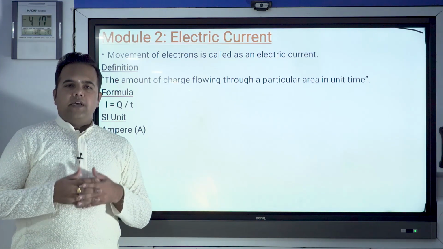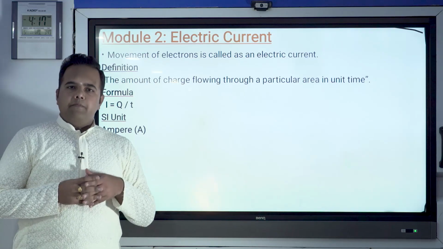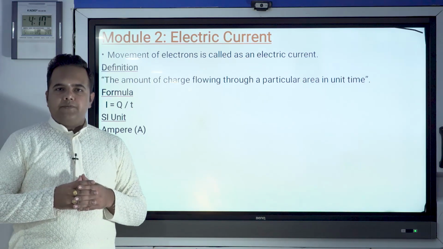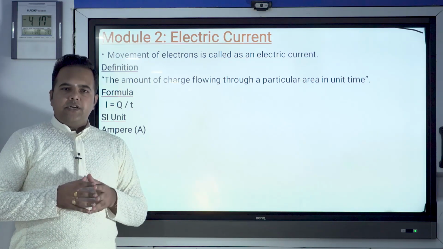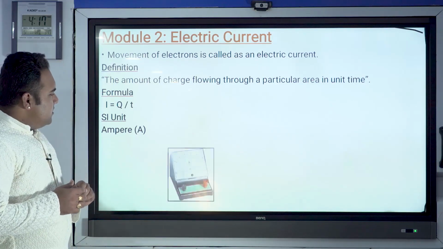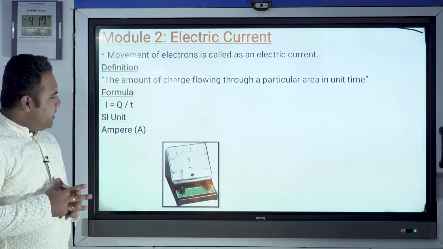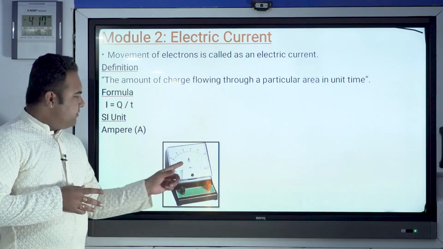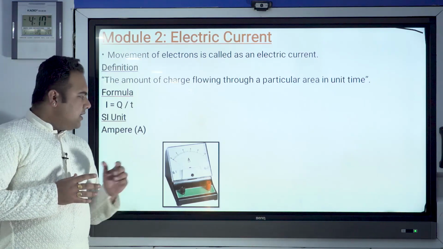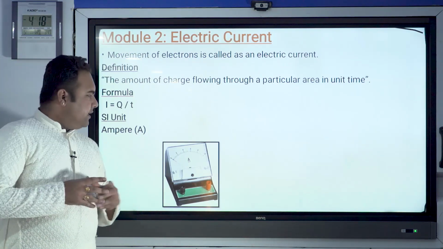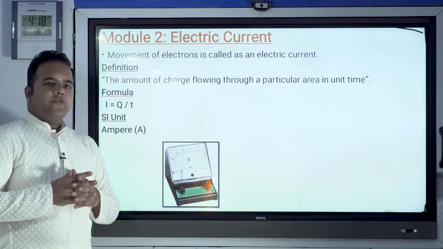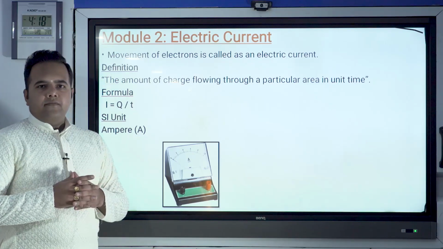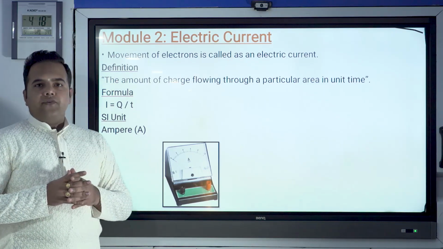We are all aware that the SI unit of length is meters and of mass is kilograms. Similarly, the SI unit of current is ampere, which means current is measured in amperes. So how is it measured? We have a particular instrument called the ammeter. In most science laboratories we find this instrument. In basic electric circuits we use it to find out how much current is flowing in a given time. So this is one kind of instrument.